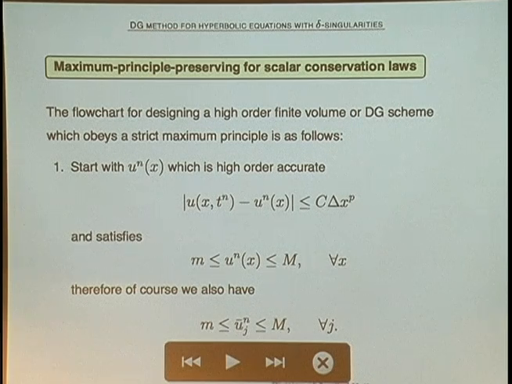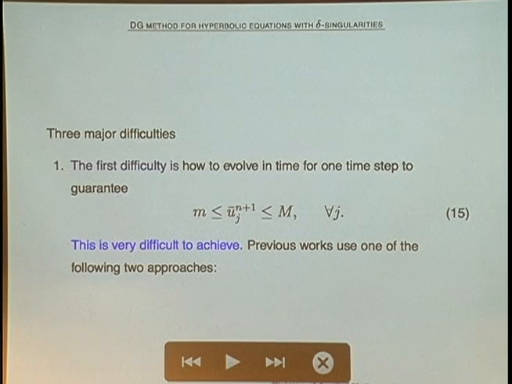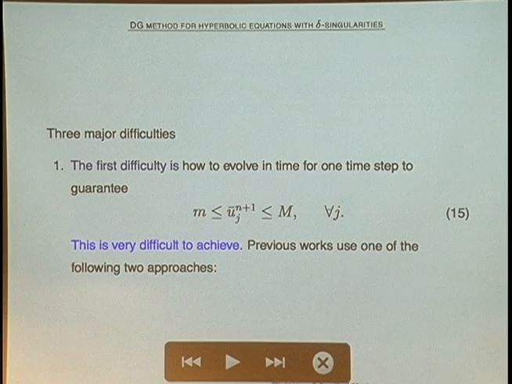I want to have the same consequence at time level n plus 1. How do I do that? Well, I break this procedure into two stages, two steps. First, I require my cell average at the next time step to be in the bound. This is the most difficult part. And the second, once the cell average is in the bound, I apply a limiter to make the whole function be in the bound. And at the same time, I prove that the limiter does not kill accuracy, maintains this high-order accuracy. Okay, so how do you make this into the bound?